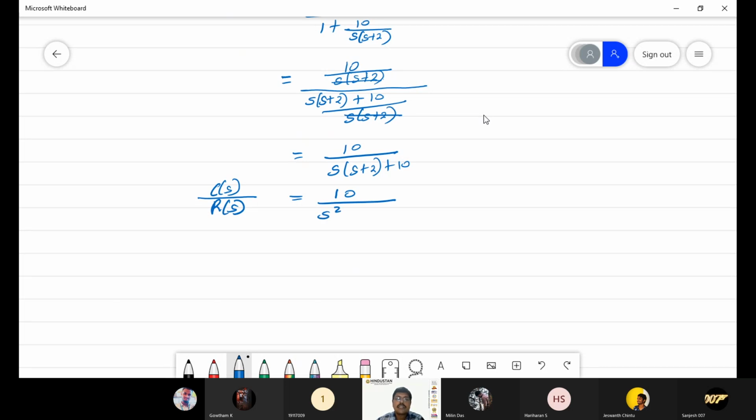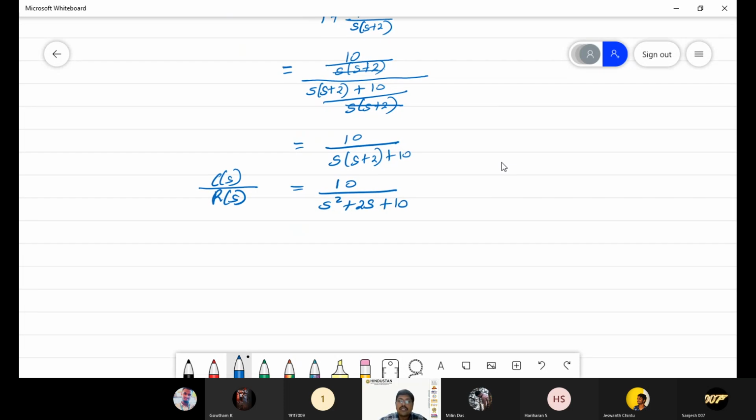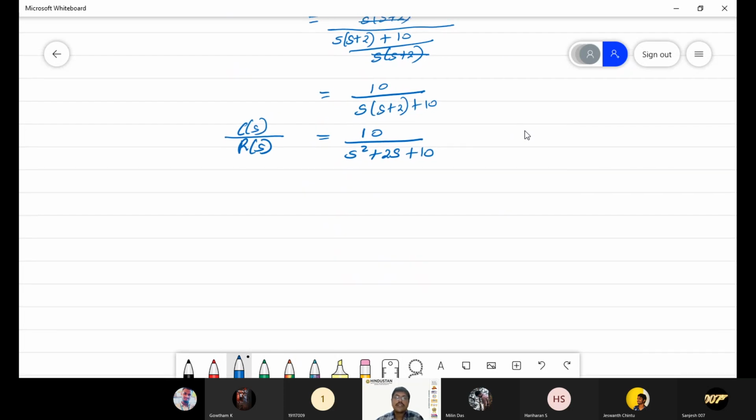If you are multiplying here, s square plus 2s plus 10, right? And now we are going to compare with the generalized form. For the time domain specification, we need to compare with the generalized second order system.